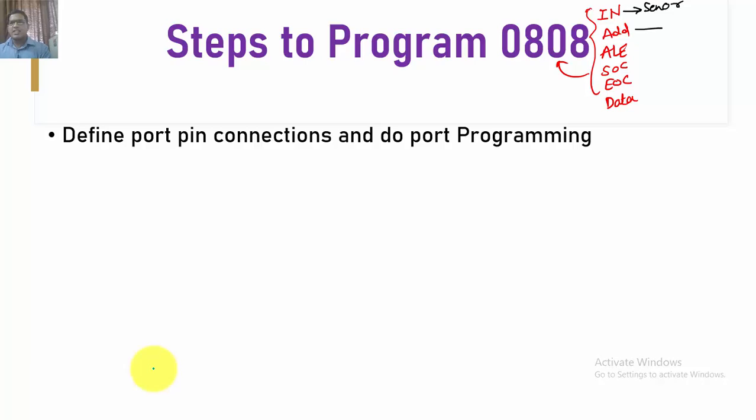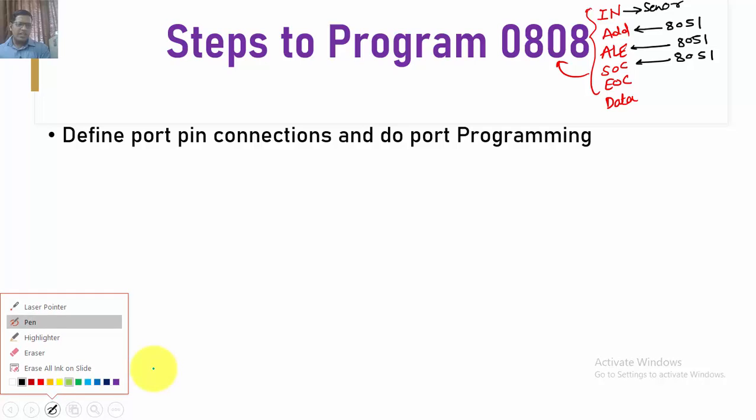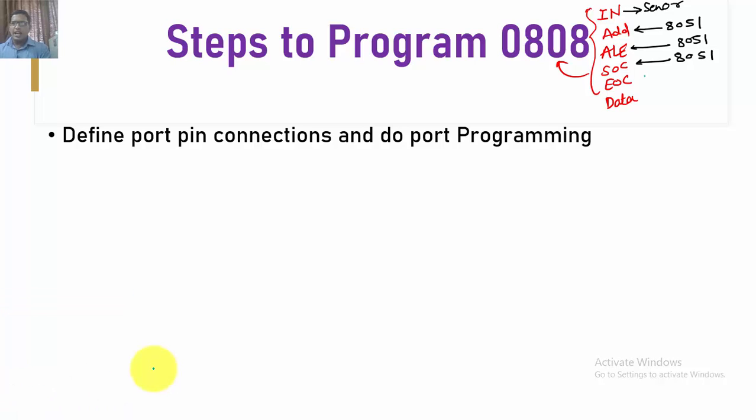The address line is configured from the 8051 microcontroller. The activation signal is also given from the 8051 microcontroller. The start of conversion is also given from the 8051 microcontroller. However, the end of conversion is informed by the ADC to the 8051 microcontroller. Okay, and at last the data lines. The data is given from the ADC0808 to the 8051 microcontroller.